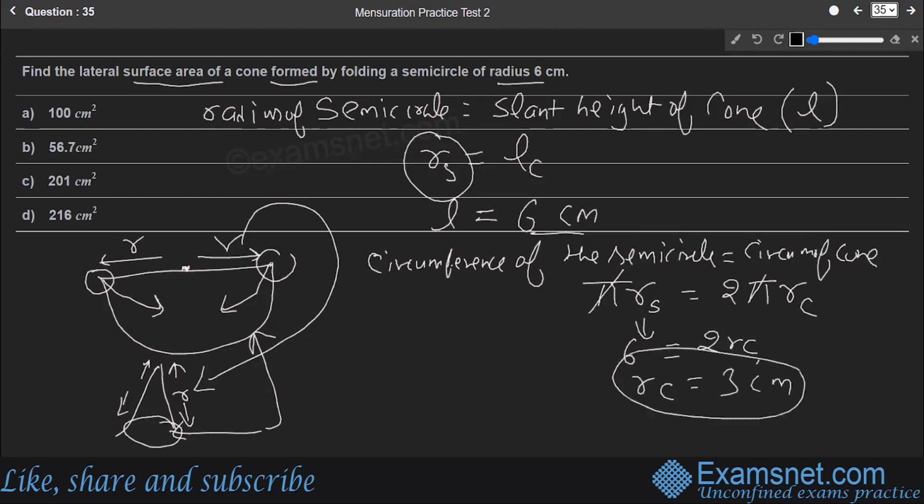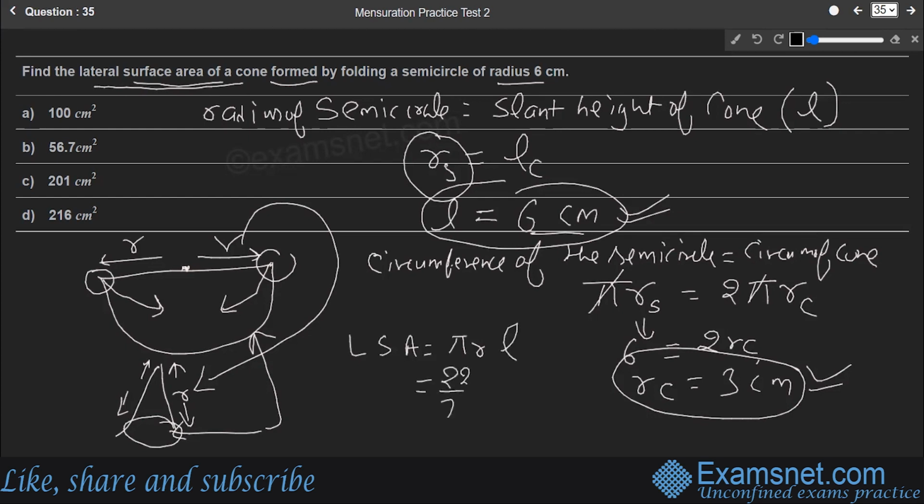Now the radius of the cone that we have is 3 centimeter. Slant height of the cone is already calculated to be 6 centimeter. He wants us to calculate the lateral surface area of the cone. So the formula for lateral surface area of the cone is simply pi r l. So let us put down all the values. Pi is 22 by 7. Radius of the cone is 3. Slant height of the cone is 6 centimeter.